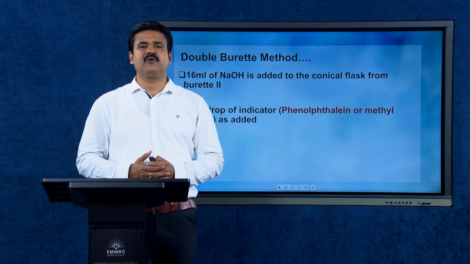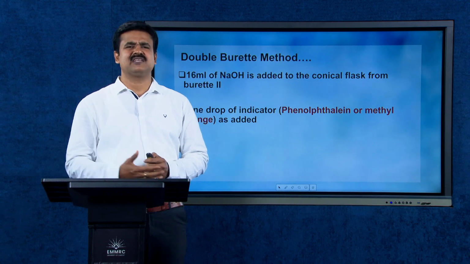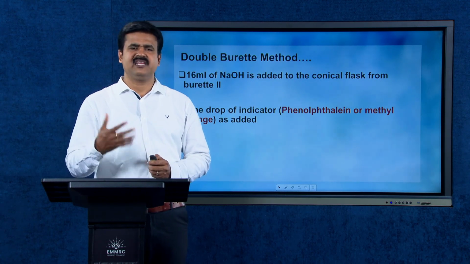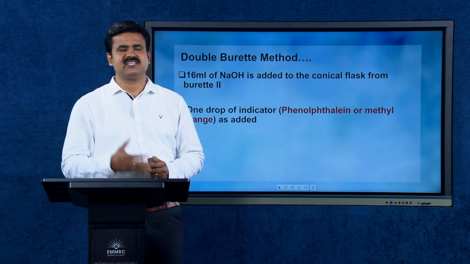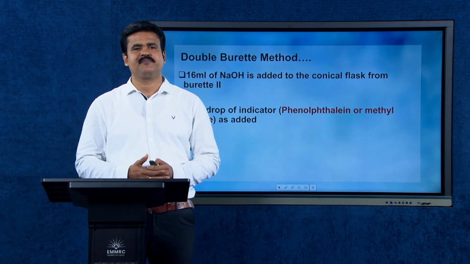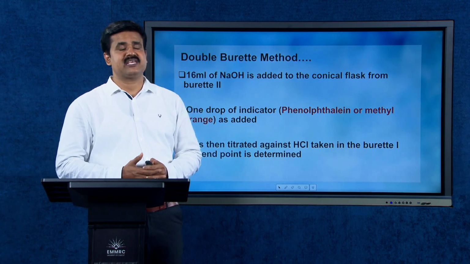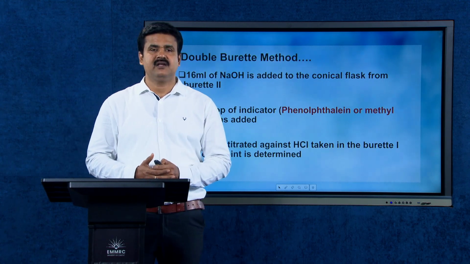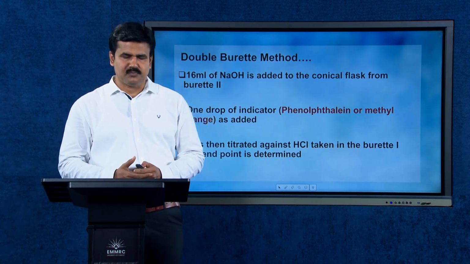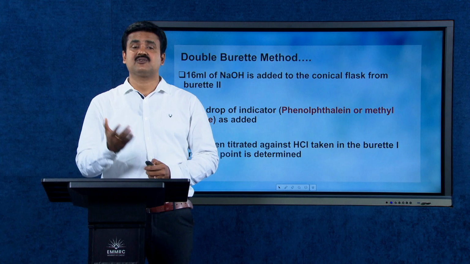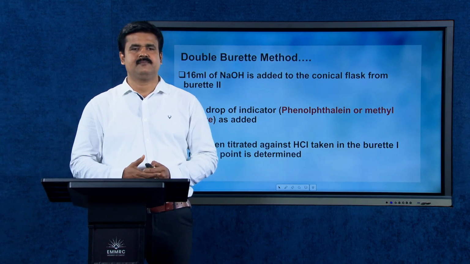Now add one drop of indicator. You can use either phenolphthalein or methyl orange. Any indicator is sufficient because you are dealing with a strong acid, strong base titration. And now it is titrated against hydrochloric acid, which is taken in burette 1, and record the end point. The end point depends on the nature of the indicator selected for the titration.